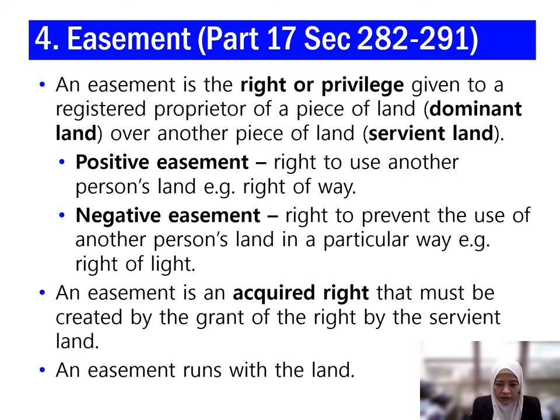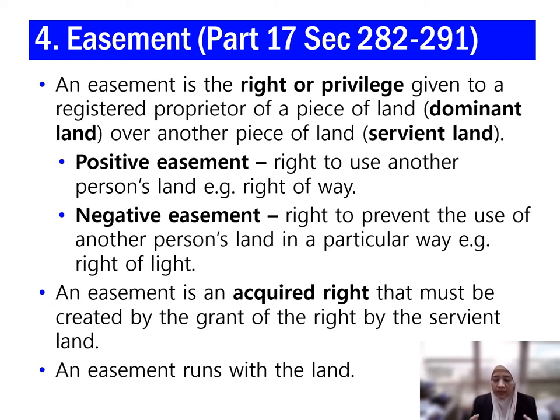Let's see how the easement is created. An easement is an acquired right that must be created by the grant of the right by the servient land. It involves agreement and negotiation between the dominant land and the servient land. If in the case of right of light just now, the servient land refuses to give it to the dominant land, no easement will be created, because essentially it's a contract, an agreement between two proprietors of land.